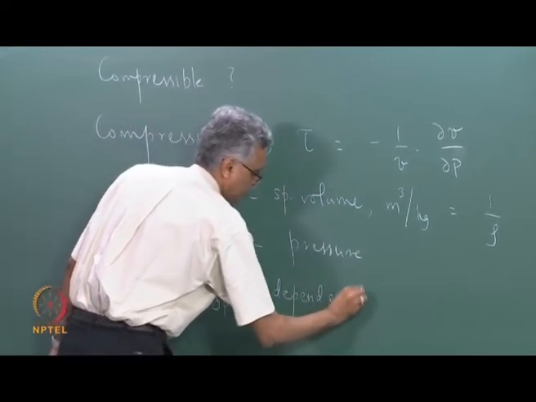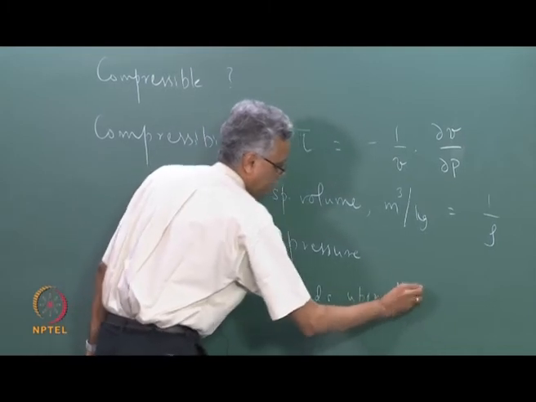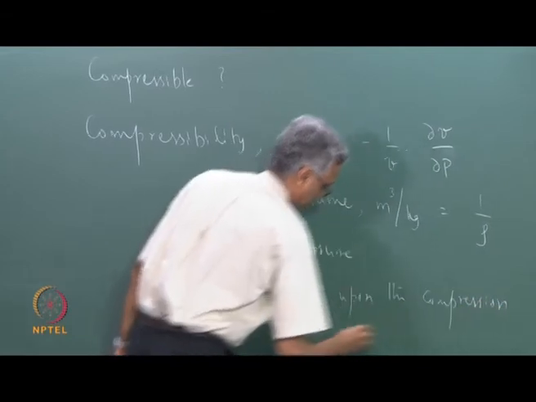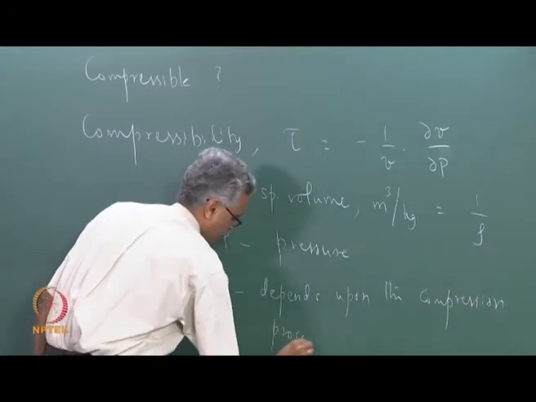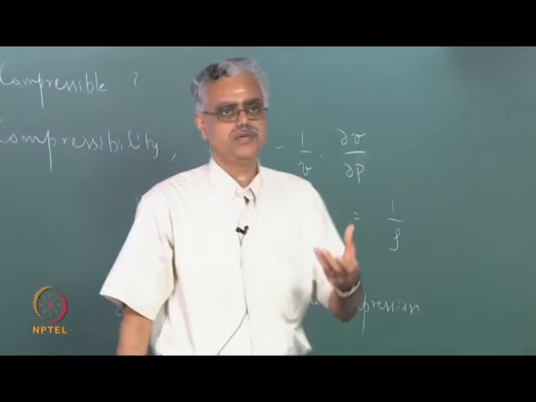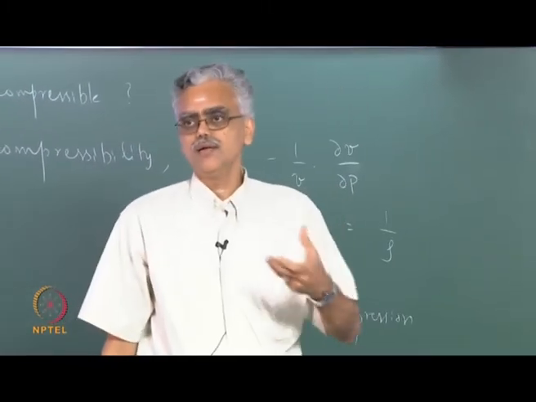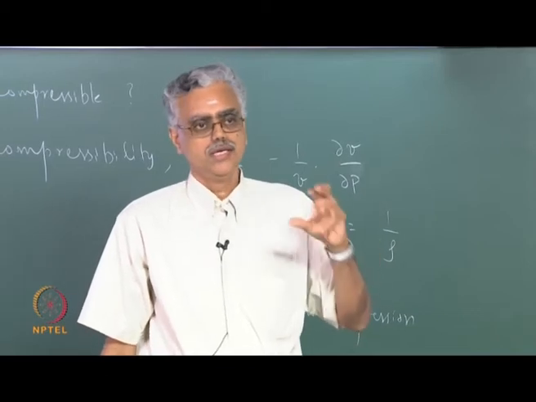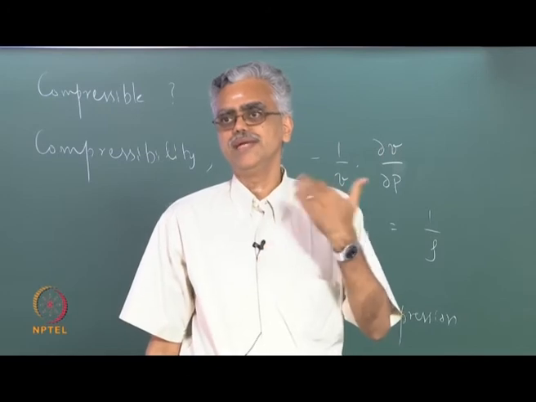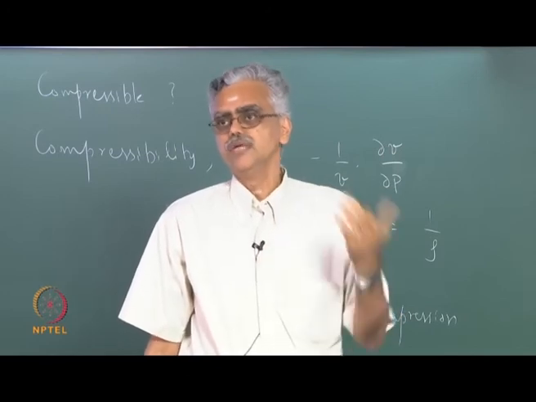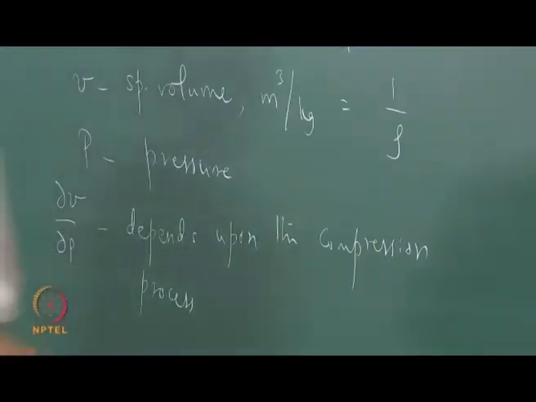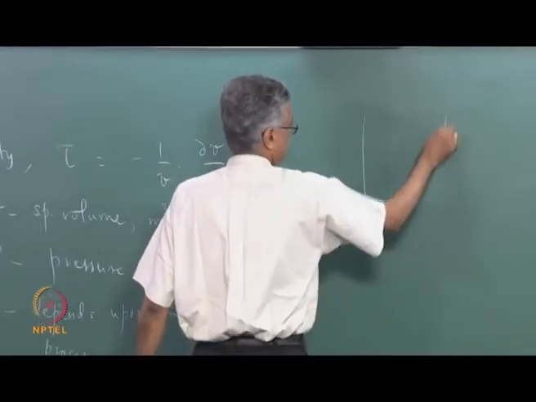Of course, the exact value for partial V, partial P depends upon the compression process. In other words, if I take a fluid at a certain pressure and specific volume, then I make it undergo an isothermal compression process, the change in the specific volume will be different for a given change in pressure. Or if I make it undergo an adiabatic compression process, definitely the value at the end of the process will be different.